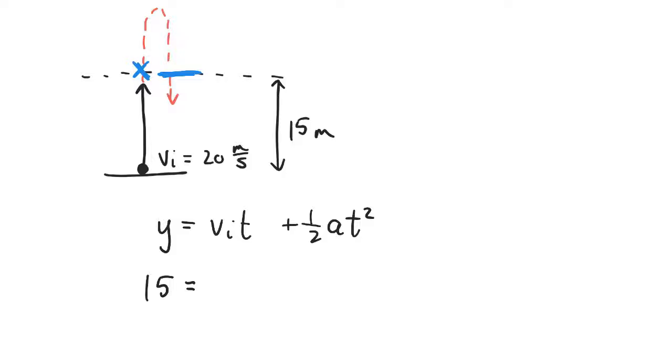The y value is 15. And again, this object reaches a height of 15 meters twice. Once on the way up, and then again on the way down.